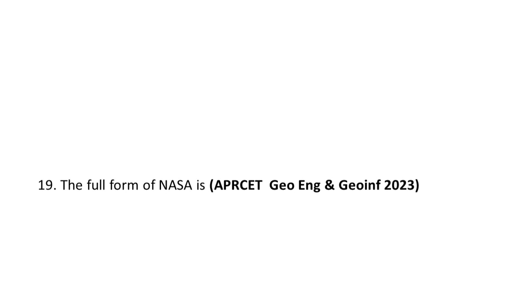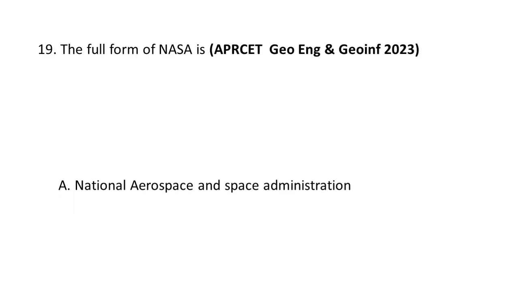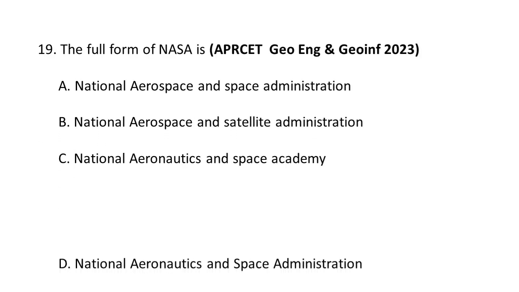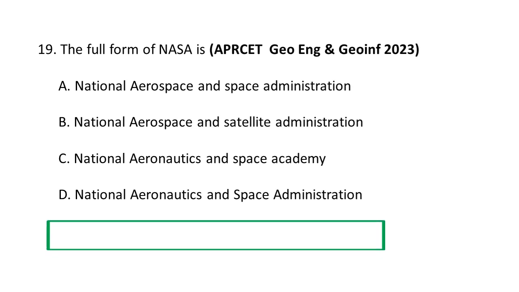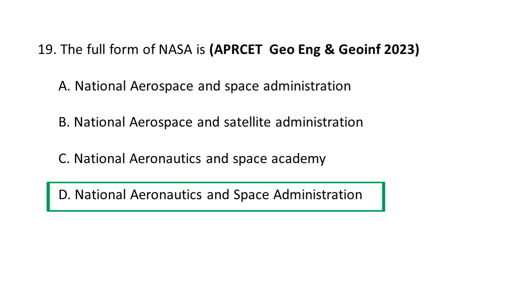Next question. The full form of NASA is A. National Aerospace and Space Administration, B. National Aerospace and Satellite Administration, C. National Aeronautics and Space Academy, and D. National Aeronautics and Space Administration. So the correct option is National Aeronautics and Space Administration.